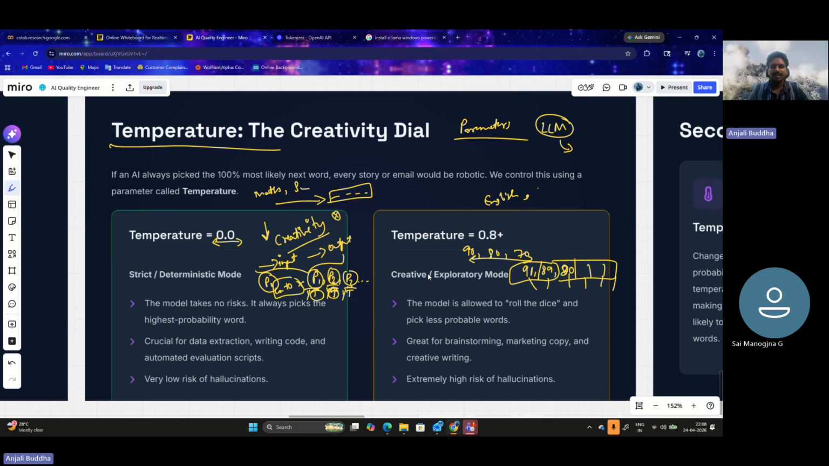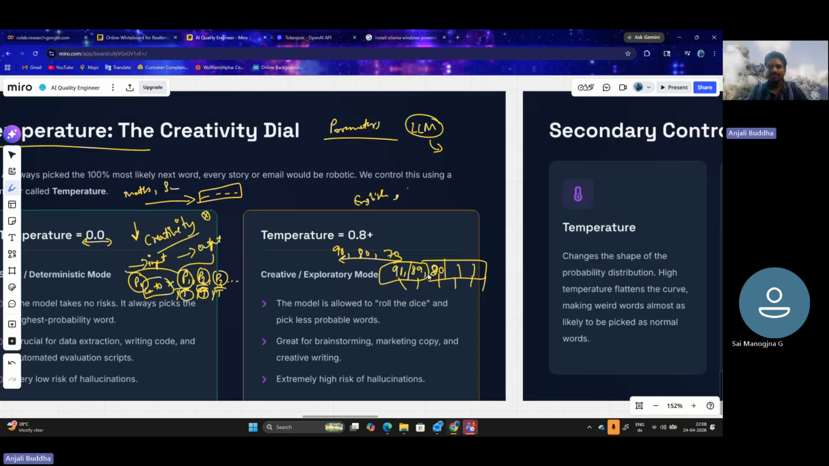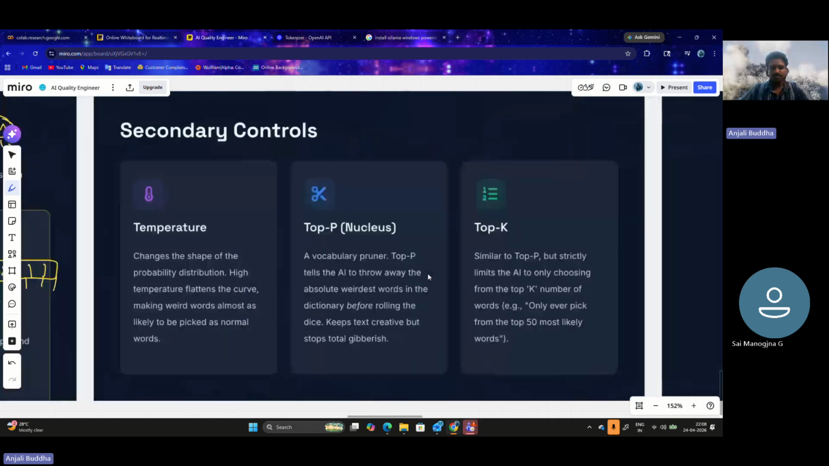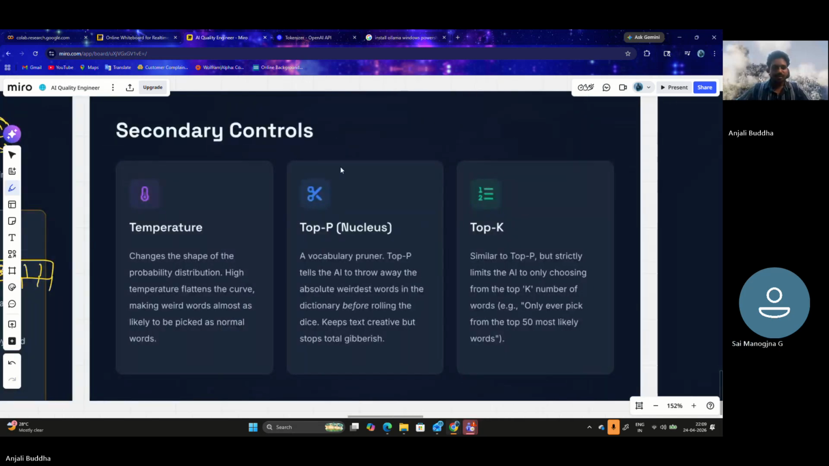We have mentioned all three here. Maybe we will complete this and wrap up today's session. So yes, we explored temperature.